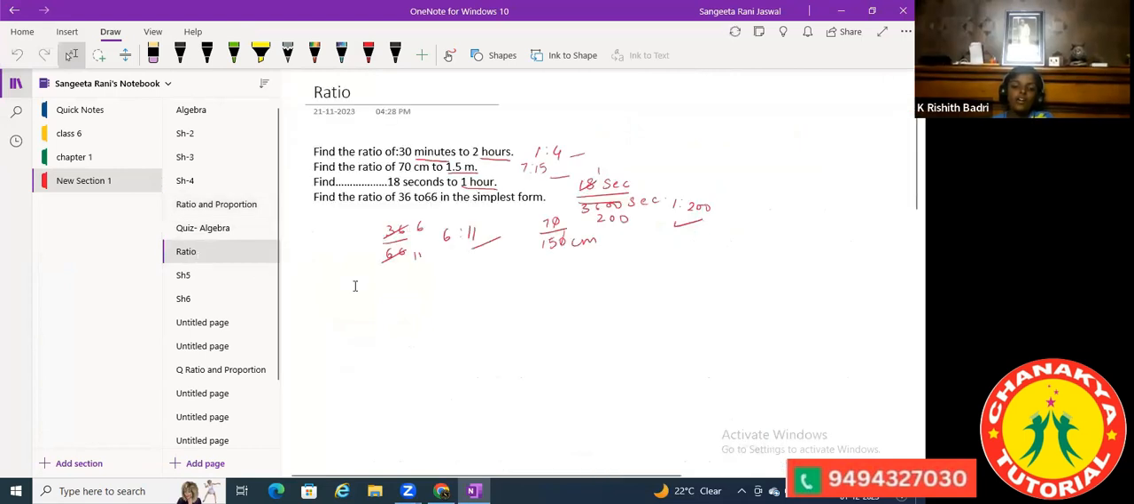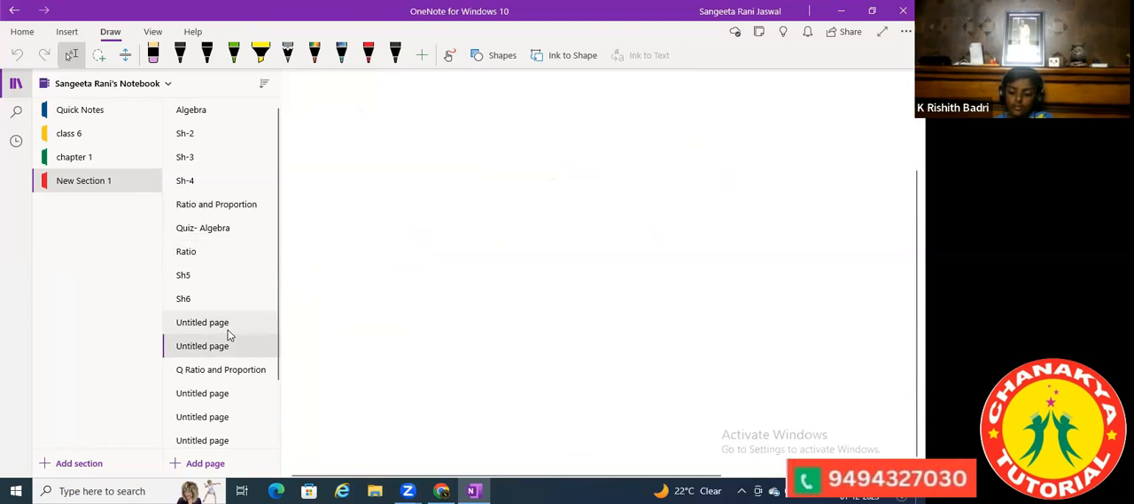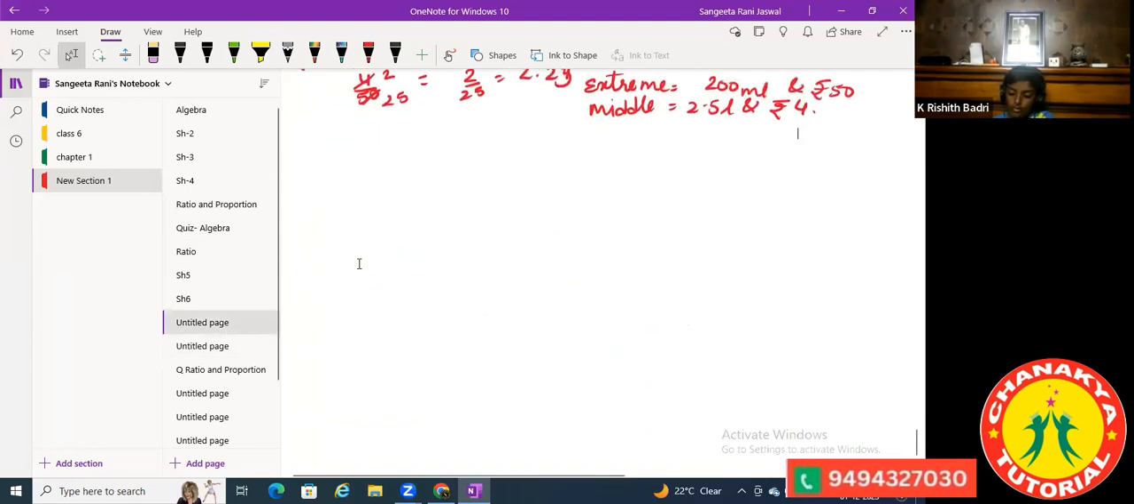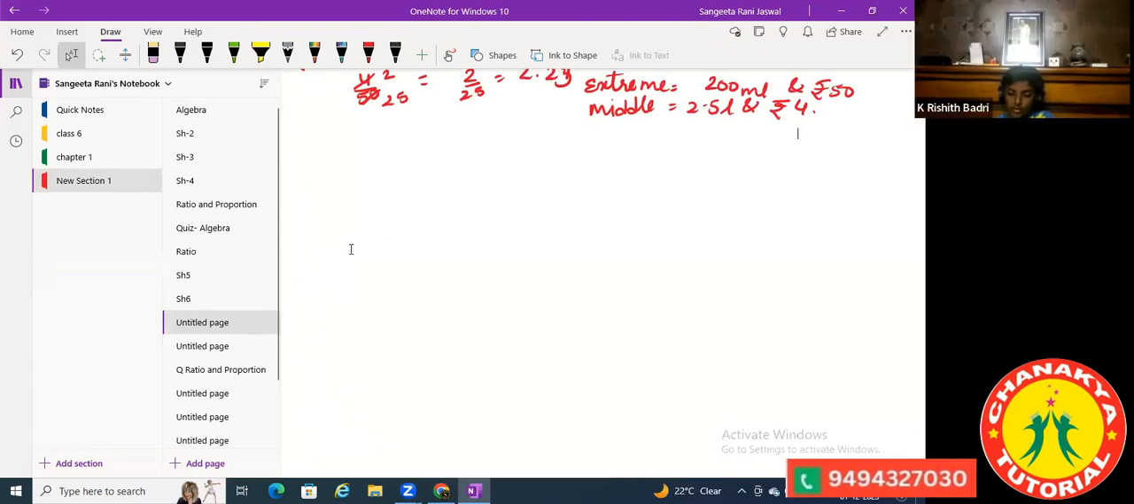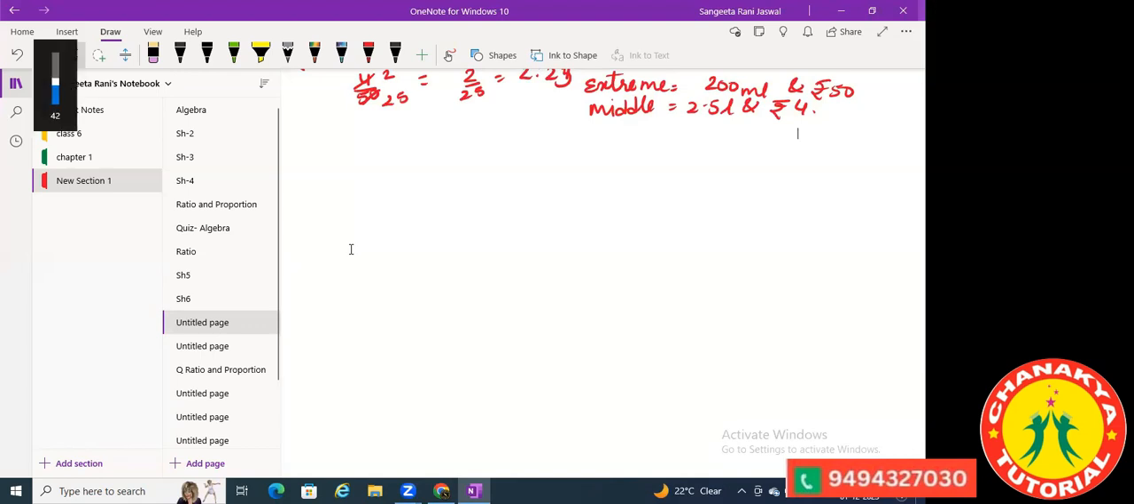Ma'am, the cost of 7 meter cloth is equal to 1470. So please write the first statement. What will be your first statement? The cost of 7 meter cloth. So please write cost.